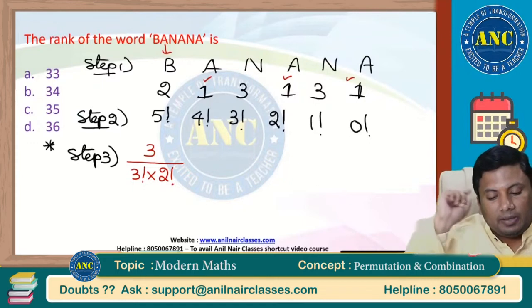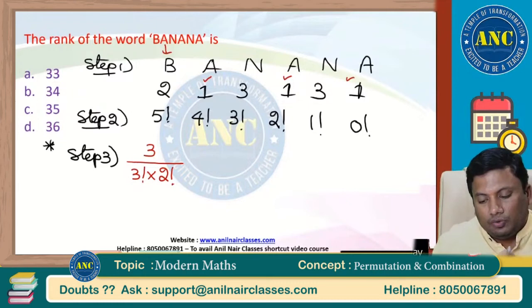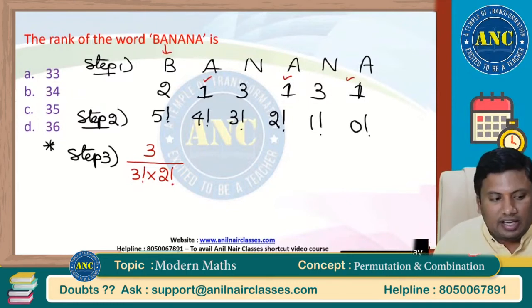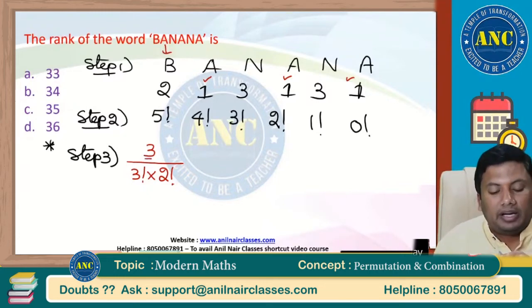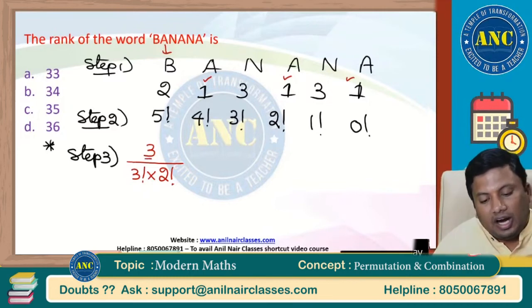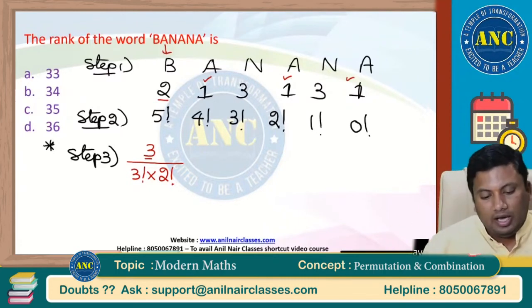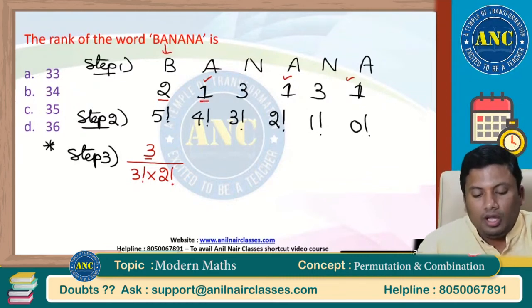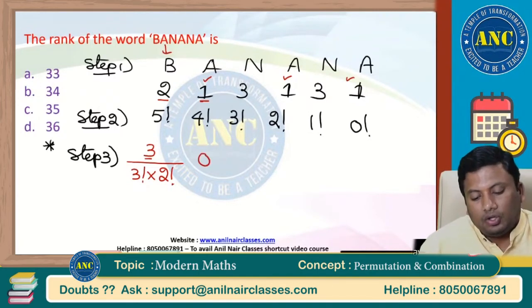So, again step number 3. How many values are to the right side of 2 which are less than 2? 1 is less than 2, 1 is less than 2, 1 is less than 2. The numerator remains the same. Next one, start with 2. 1 is repeated 3 times, so 3 factorial. 3 is repeated 2 times. Again go to the second one. How many are to the right side of 1 which are less than 1? 0. No change.